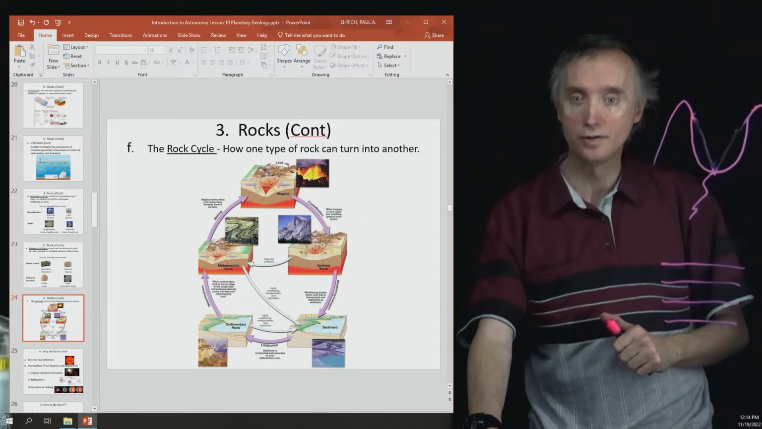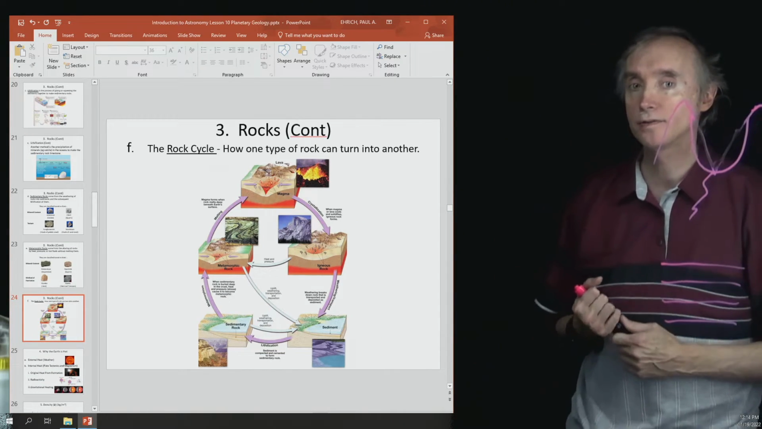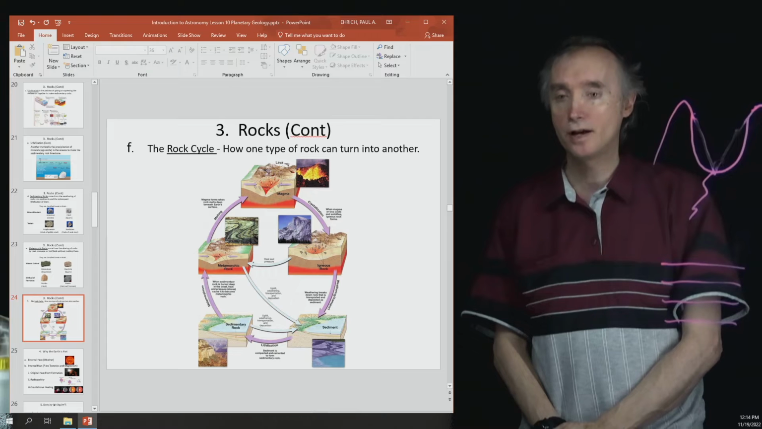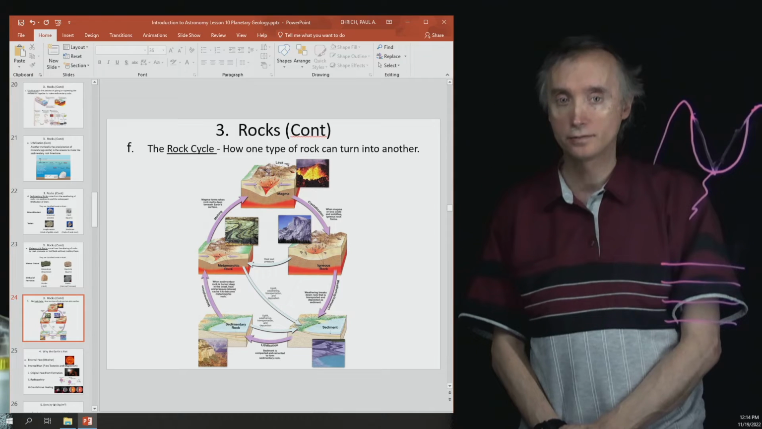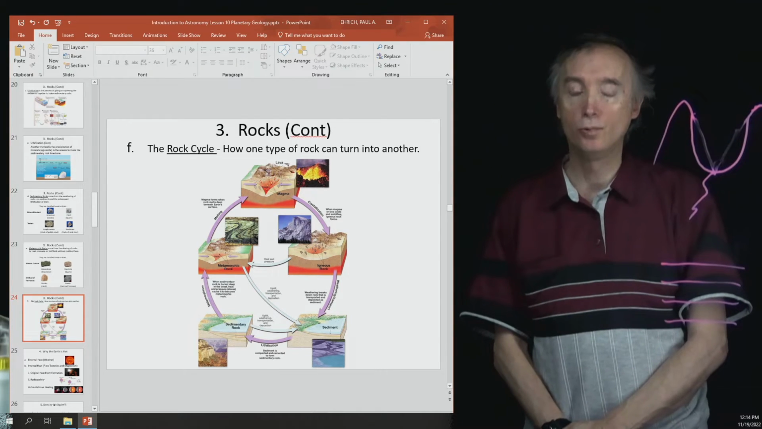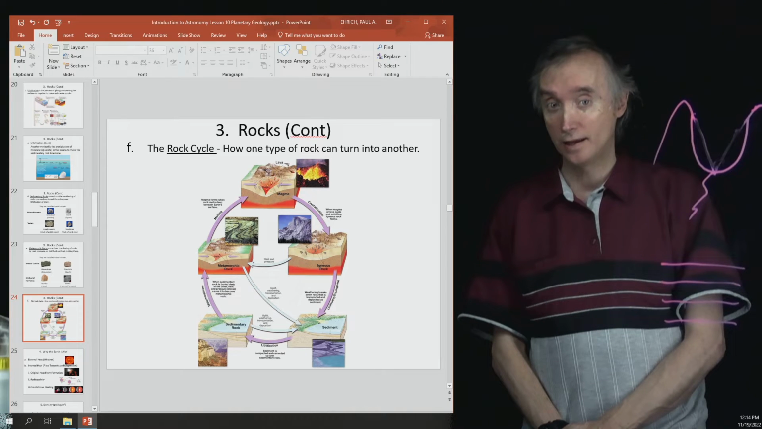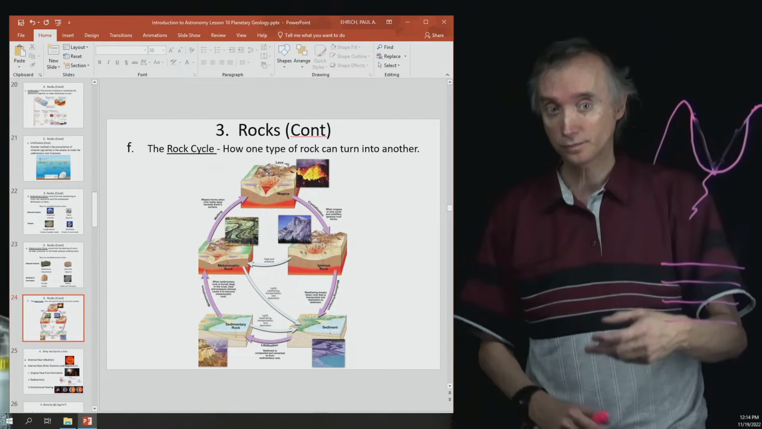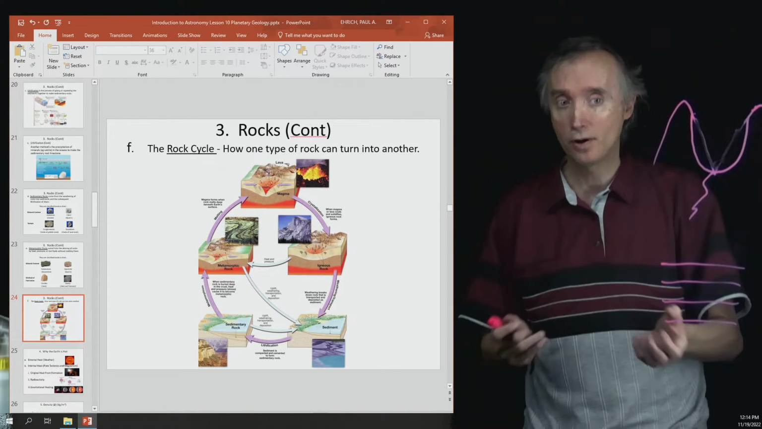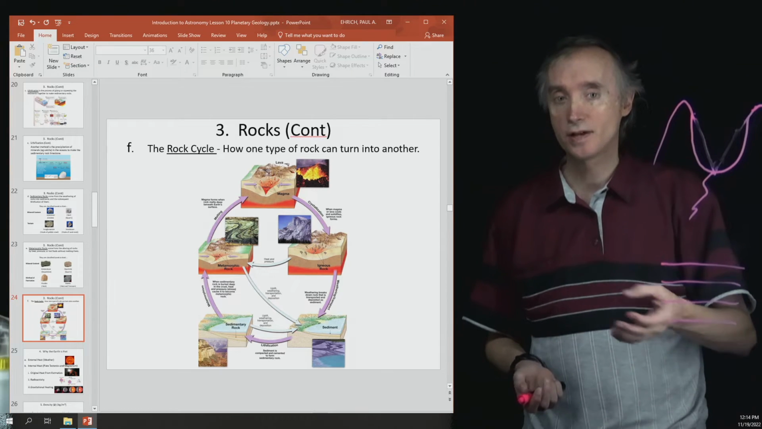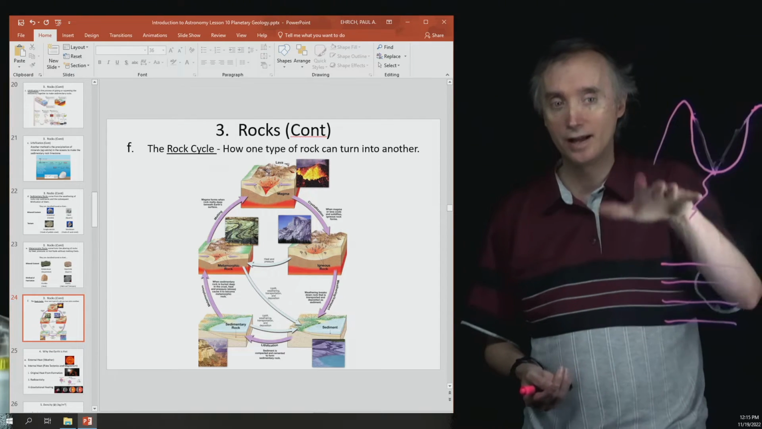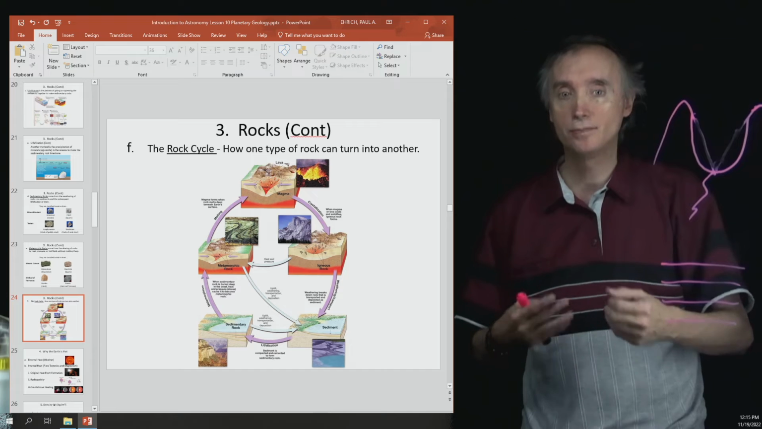Okay, now let's put this all together and talk about the rock cycle. So the rock cycle is how you start with one type of rock and you turn it into another kind of rock. So let's start with an igneous rock. You take the igneous rock and you subject it to rain and ice and water. And so it's going to break apart into sediments. The sediments are going to be transported to an ocean or a lake or someplace where they settle out and then are glued together to make a sedimentary rock.